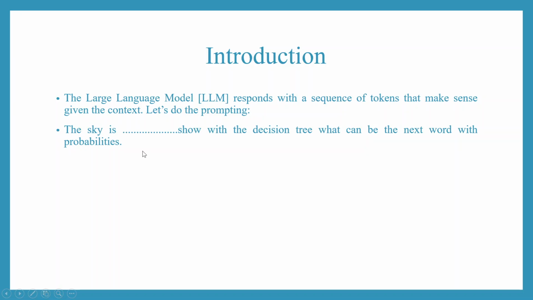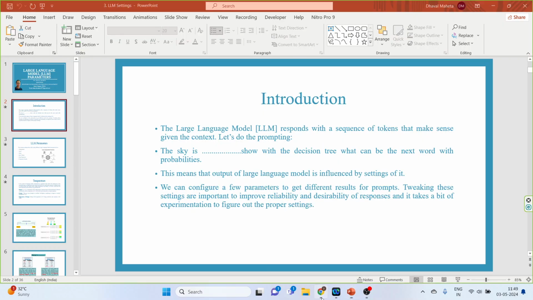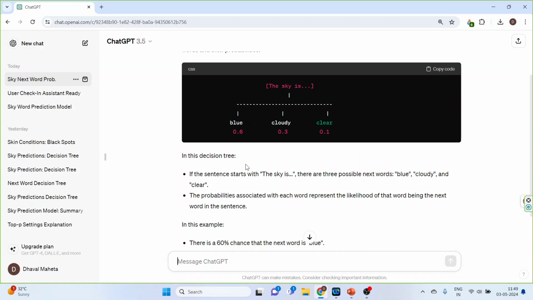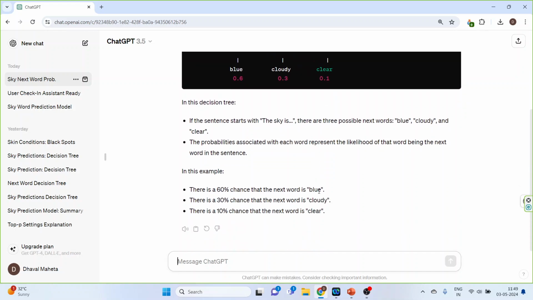So I'll copy this prompt, and you can see what it has generated for us. The sky is. The probability that the next word is blue is 0.6. The probability that the next word is cloudy is 0.3. The probability that the sky is clear is 0.1. So you can see here the probabilities and the words.